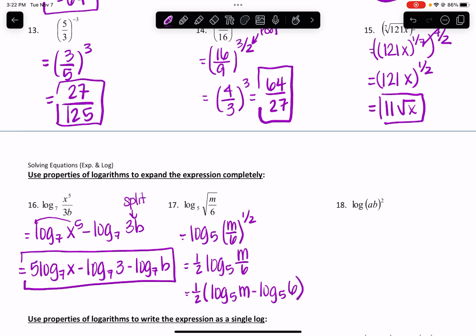Either, and then I would expect you on that log base 5 of 6 to evaluate it if possible. If it's not possible, no worries. Now, you could distribute that 1/2, and that would be 100% good. I'm just choosing not to at this time.